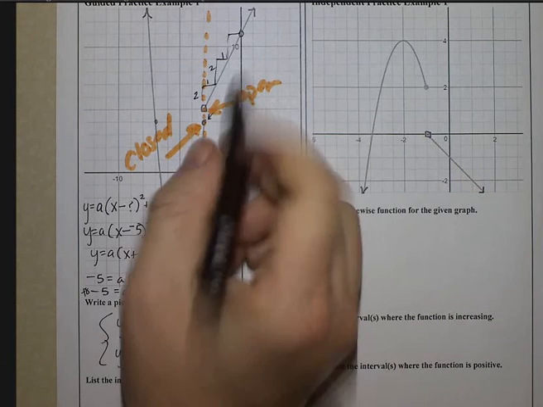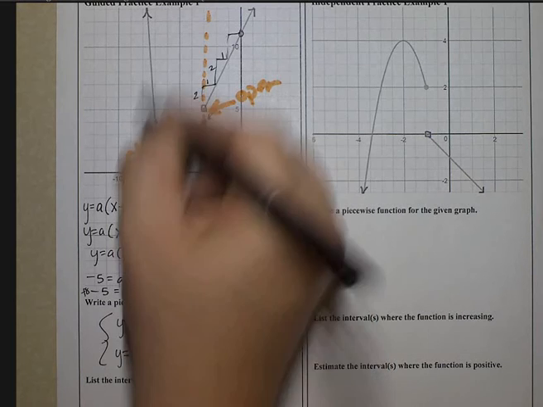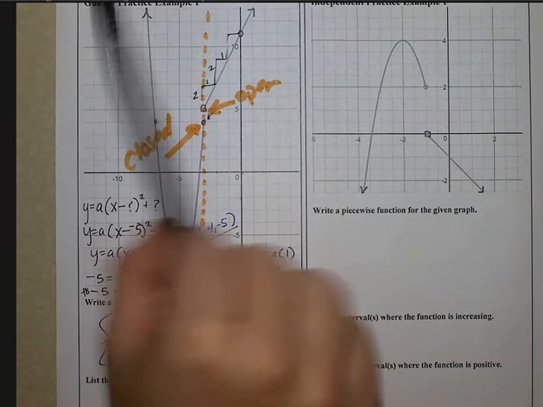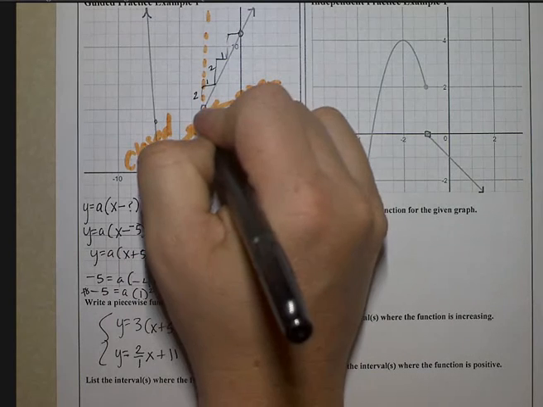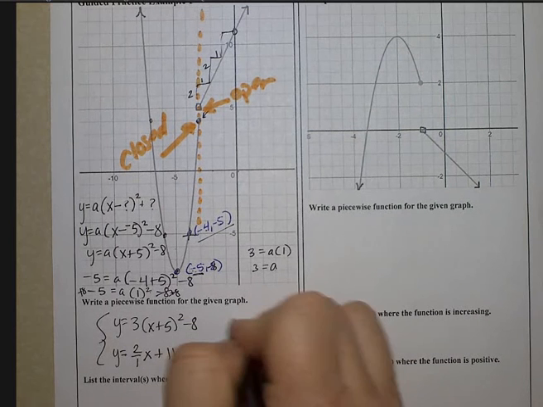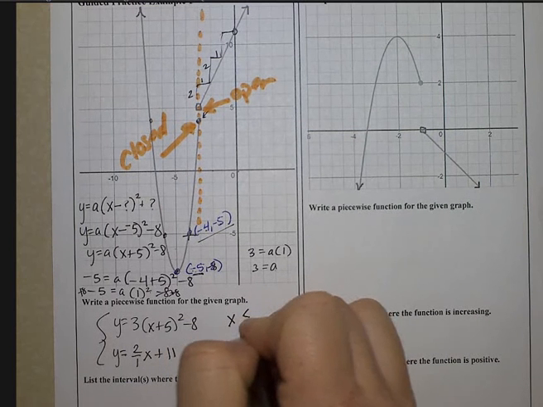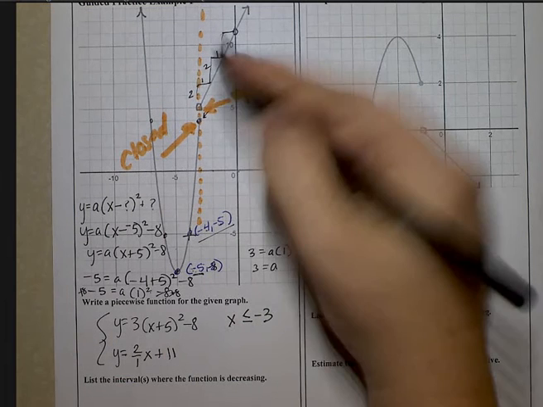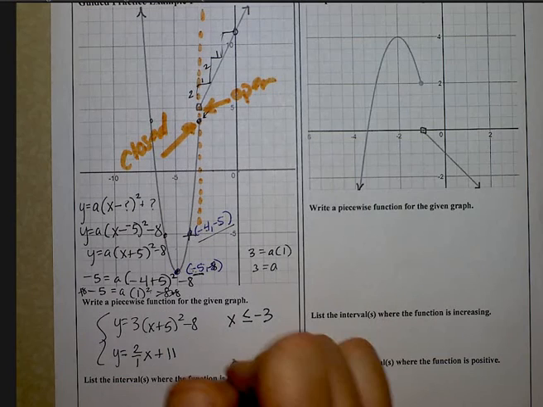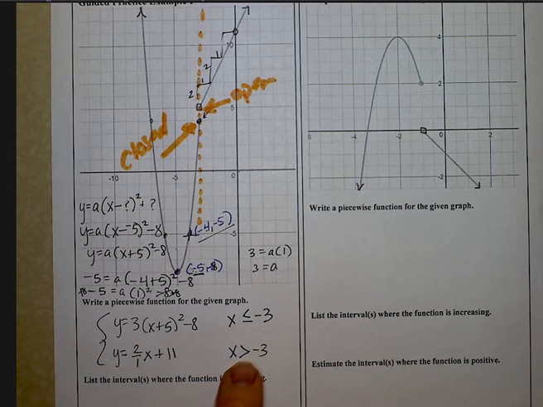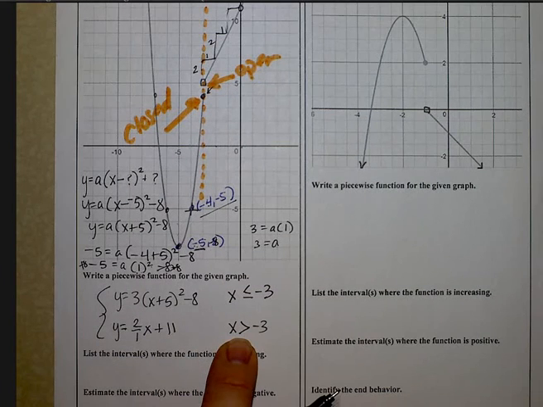And this parabola is going to occur to the left of -3. Notice again that it is closed. So this parabola occurs where values are less than or equal to -3. And this linear line occurs where x values are greater than -3. It's open circle, so I only use the symbol greater than.